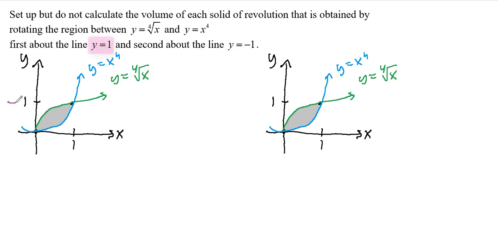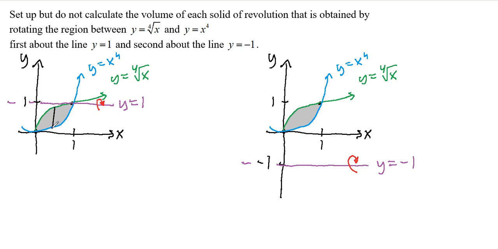On the left side, we will indicate the axis y is equal to 1, while on the right side, we will need to indicate the axis y is equal to -1. It is always a good idea to also indicate the rotation. Next, we draw our general washer.